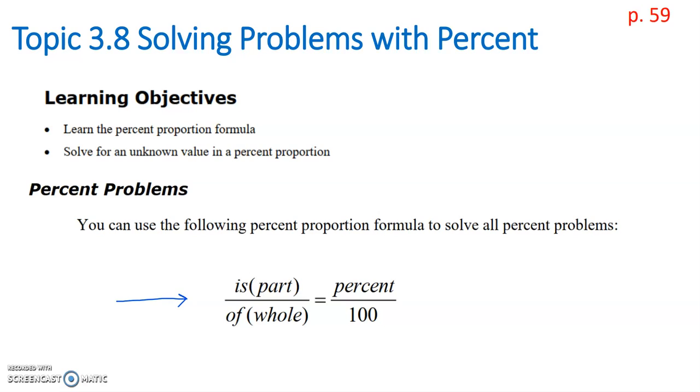So on this proportion, we're always going to have a percentage side. Usually it's shown on the right, but it doesn't matter. You could have it on the left. And then on the other side, we have the part and the whole. So as we read problems, we can put the numbers in the correct position and solve for our unknown.